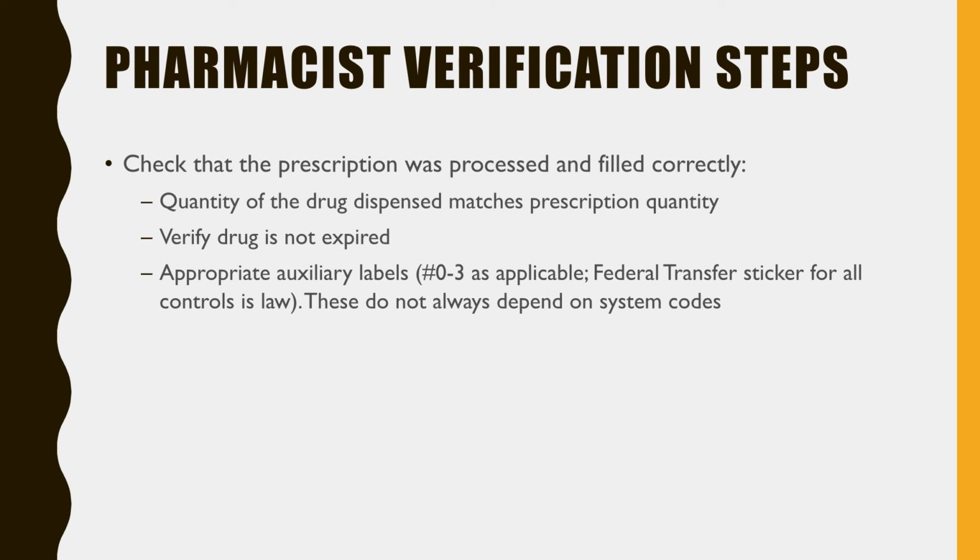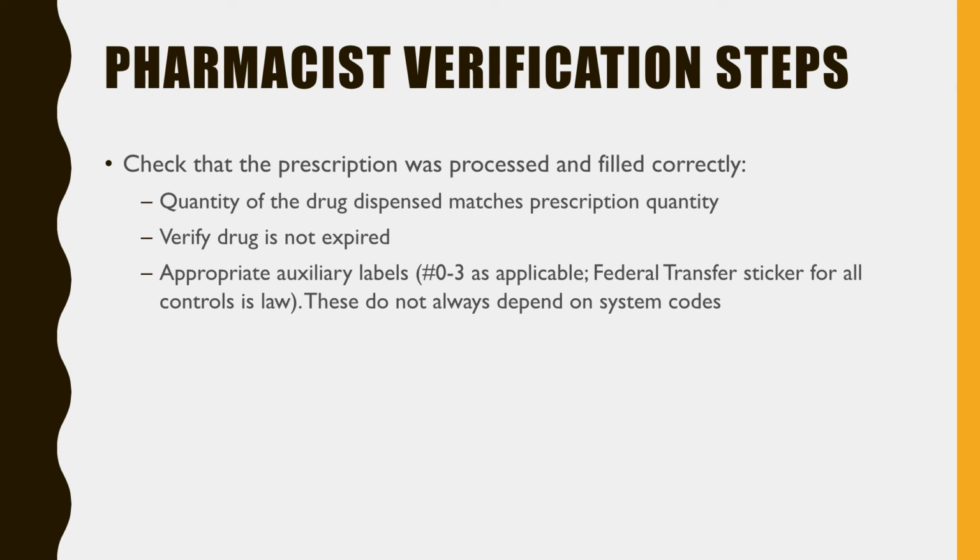After you've checked that everything on the prescription label is correct, it's time to check the medication. Does the quantity of the drug dispensed match the prescription quantity? You can check this by counting the number of tablets or capsules in the vial. For practice in Abilities Lab, you should physically count the number of tablets or capsules in the vial to ensure the correct amount is dispensed.